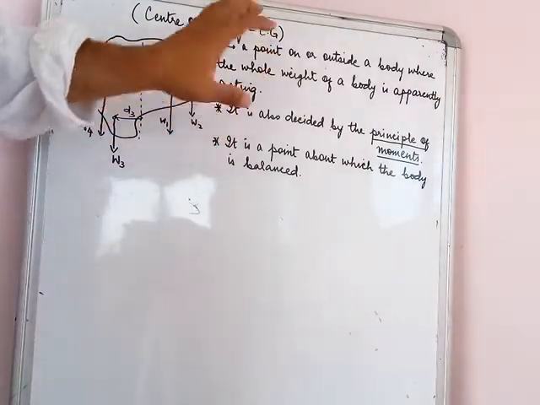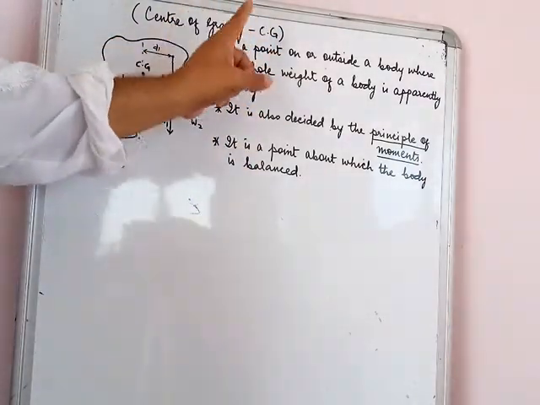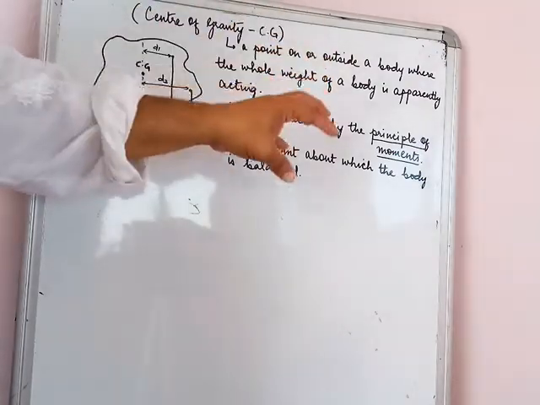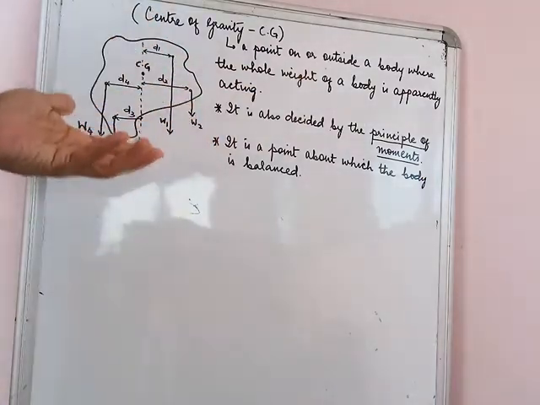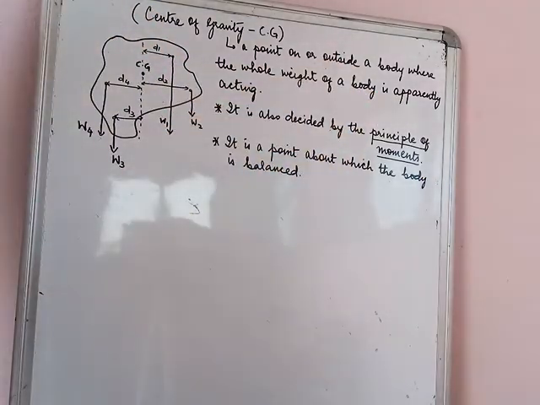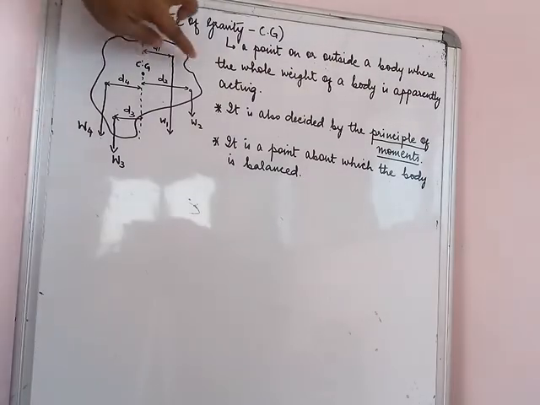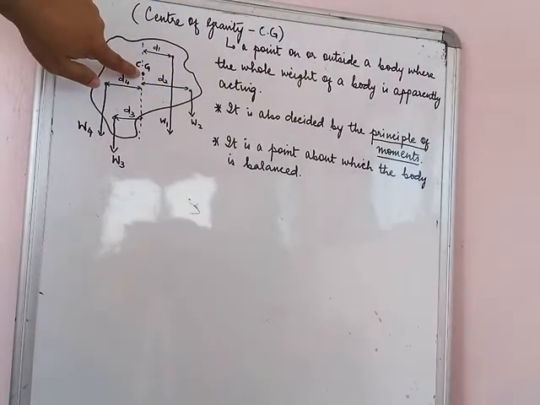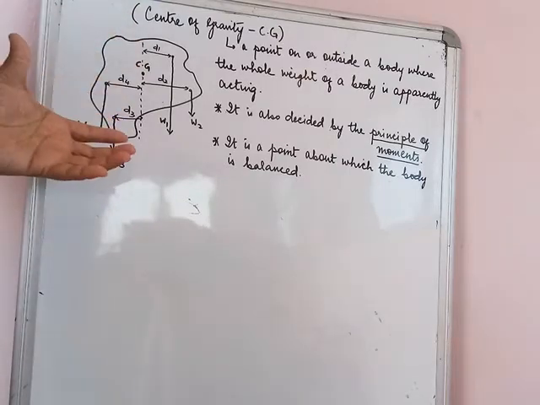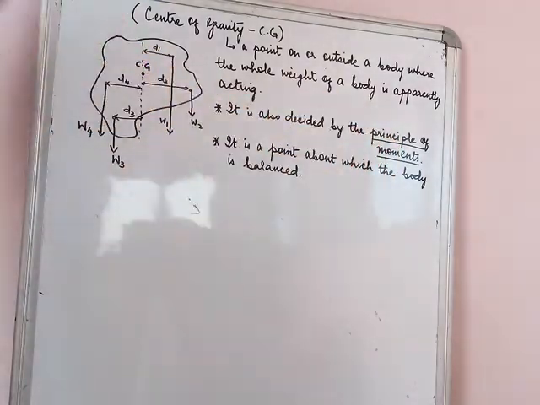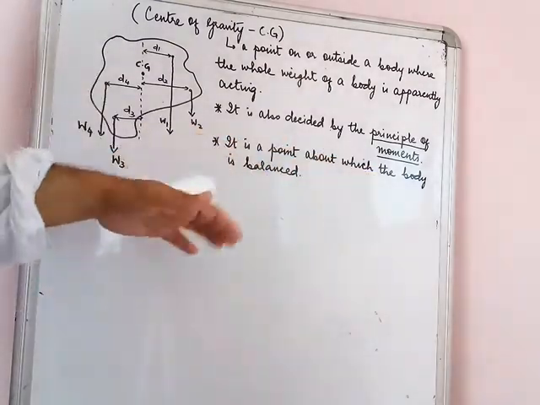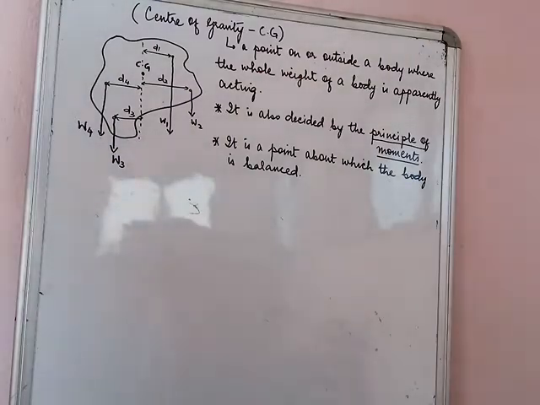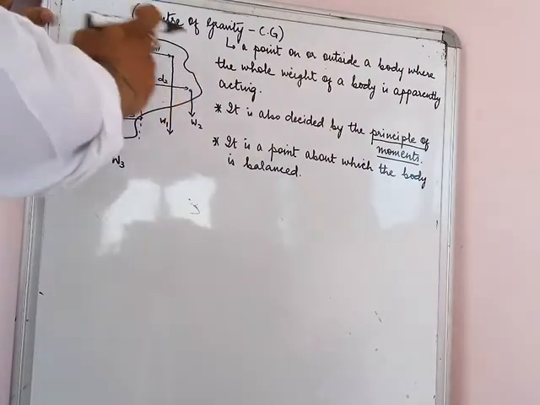For the beginning, let's keep this in mind: the center of gravity is a point which can be on a body or outside a body, where the whole weight of the body is supposed to act. It is also decided by the principle of moments. In this diagram, this point is the center of gravity. How did we come to know that? We apply the principle of moments to get this point. Third, it is a point about which the body is balanced or can be balanced. Keeping these points in mind, let us now come to this irregularly shaped body.